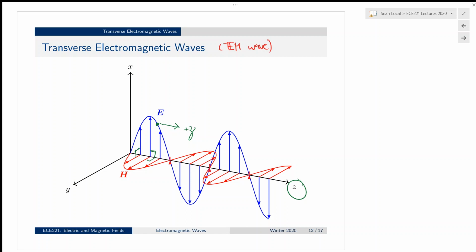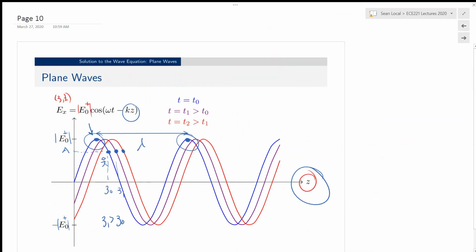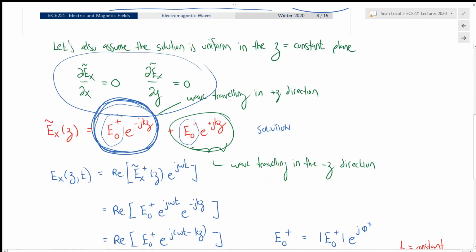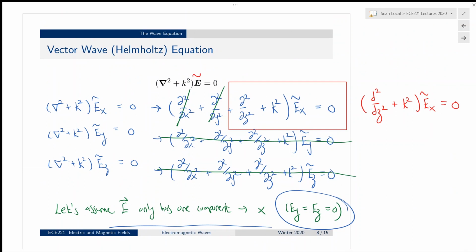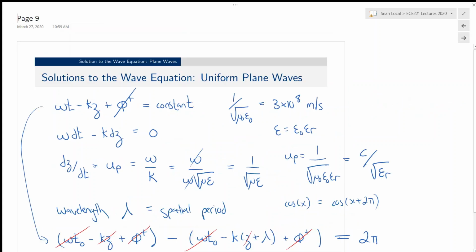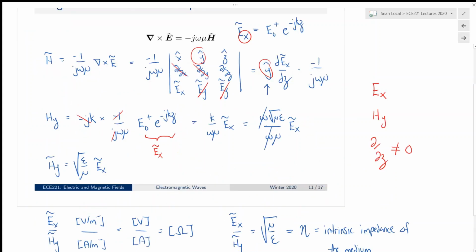So this is a transverse electromagnetic wave, and as I said, it's a specific solution where we made a bunch of assumptions about the wave to begin with, and that goes all the way back to when we first said there's only an x component, there's no variation in the x or the y directions, and so on. So now we aim to relax this assumption so that we can describe waves that travel in any direction with any direction for the electric field, like any polarization of the electric field.